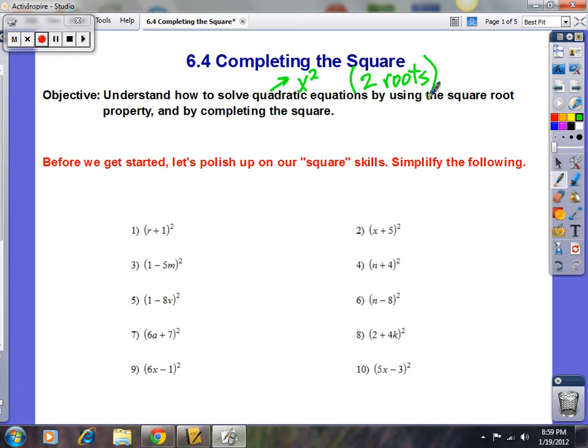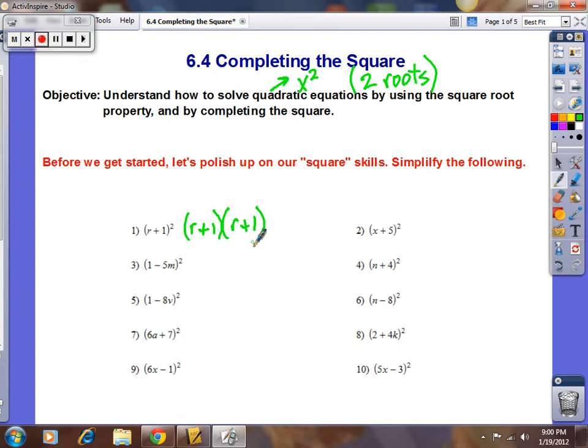And to be good at this, you really have to be pretty savvy on your squares. So before we get started, let's polish up. Number one, the quantity r plus 1 squared, you are going to take the quantity r plus 1 and times it by itself. So rewrite it so it looks like that, and then just do the distributive property and multiply through. R times r is going to be r squared. R times 1 is r. And then 1 times r is r, and 1 times 1 is 1. So your answer is going to be r squared plus 2r plus 1.